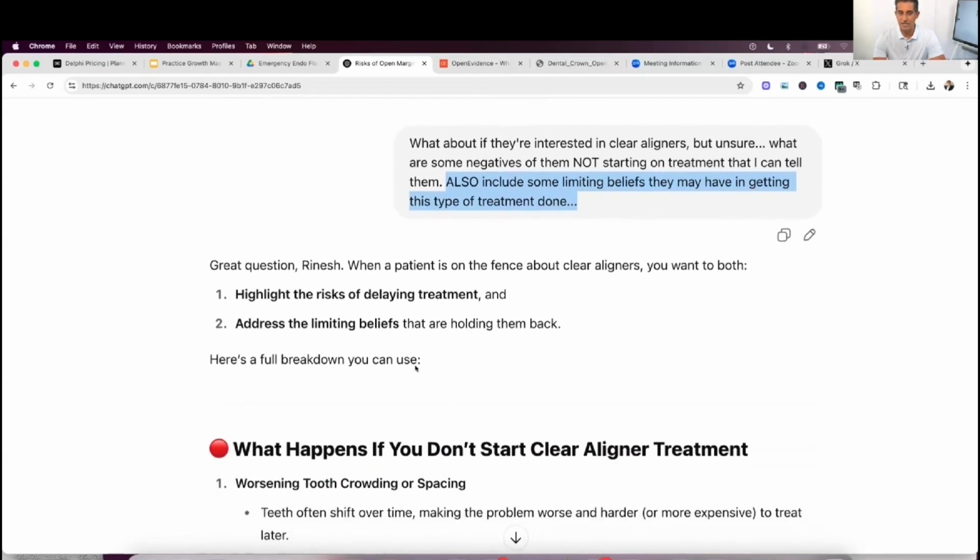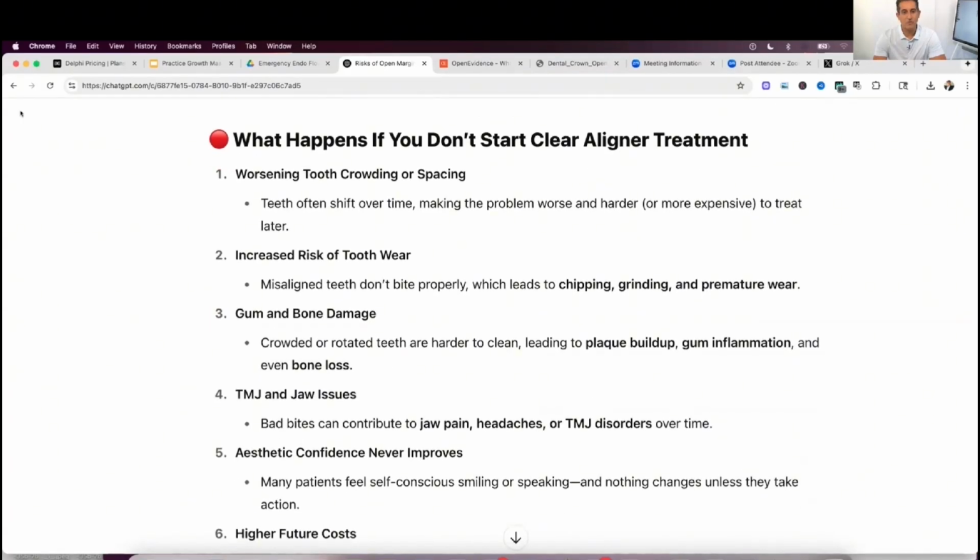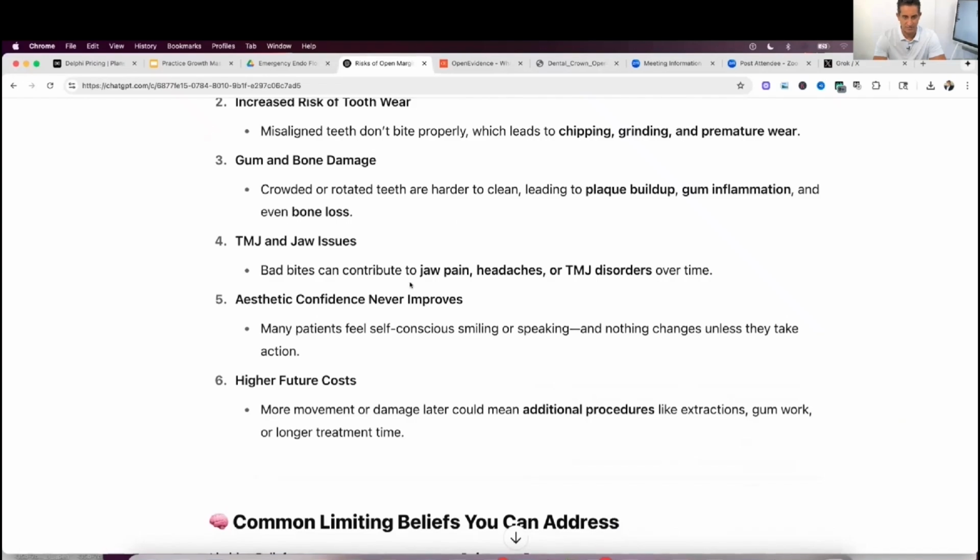Limiting beliefs, right? So two parts. Anytime you prompt ChatGPT or any of these AI models on how to respond, ask them to also give you ways to address limiting beliefs. So this is how you supercharge your practical use of it. How can I bust through limiting beliefs? So we all know what happens if you don't start clear aligners. This is the dental part of us, the dentist in us that's going to tell us this.